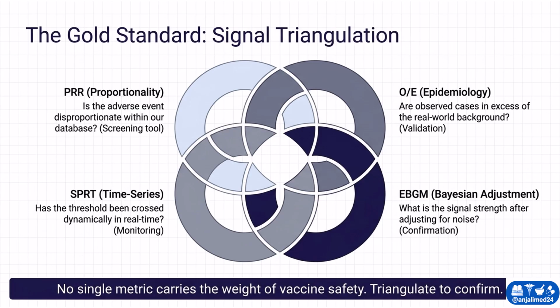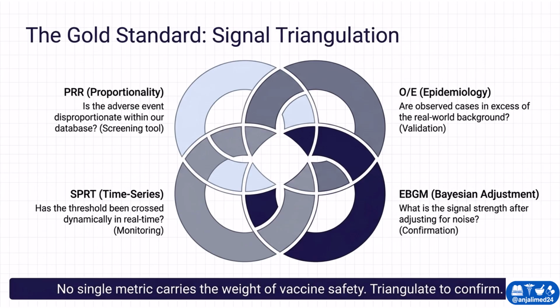The third approach is SPRT, sequential probability ratio testing. Unlike static analysis, SPRT is dynamic and time based. It continuously monitors incoming data in real time and evaluates whether a safety threshold has been crossed. This is especially useful during mass vaccination campaigns where rapid detection of emerging safety issues is critical. In other words, SPRT functions as an active surveillance and monitoring tool.